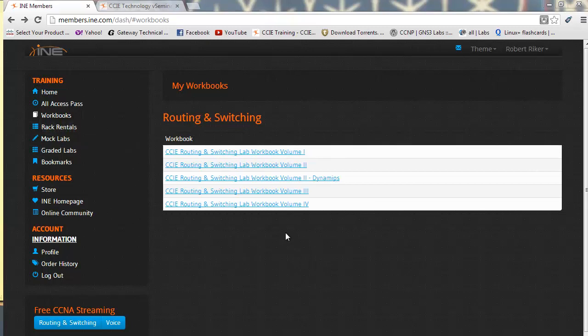Actually, all four. Now it does show two of them here. One is designed for GNS3, and that's what the Dynamips is. So what I've done is I've gone through all of the workbooks. I've downloaded all the PDFs and the configurations and the diagrams and all other good stuff that goes along with it.